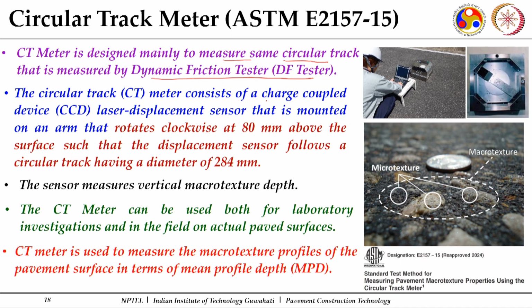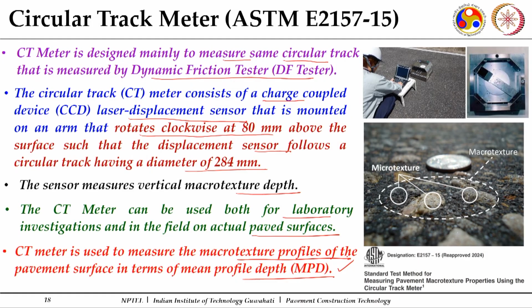And what it consists of is a charge coupled device, specifically a laser displacement sensor, which is mounted on an arm that rotates clockwise at 80 mm above the surface, such that the displacement system follows a circular track of a given diameter. There is a sensor which captures the macro texture depth. This is an important part, and as I mentioned, it can be used for both laboratory investigations and field investigations. What is important is that it captures the macro texture profiles in terms of the mean profile depth.